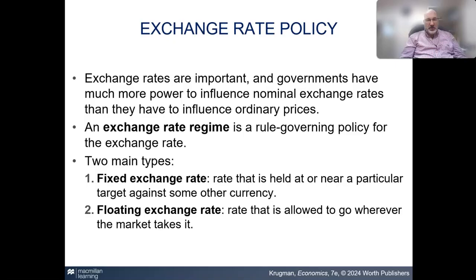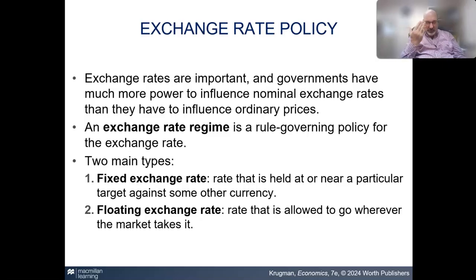So exchange rates are important. Governments have more power to influence nominal exchange rates than to influence ordinary prices. An exchange rate regime is a rule governing policy for the exchange rate. So you've got two types: the fixed and the floating. The fixed is a rate that's held at or near a particular target against some other currency. It's also sometimes called pegged, so you peg it to a currency. And then floating is a rate that's allowed to go wherever the market takes it.